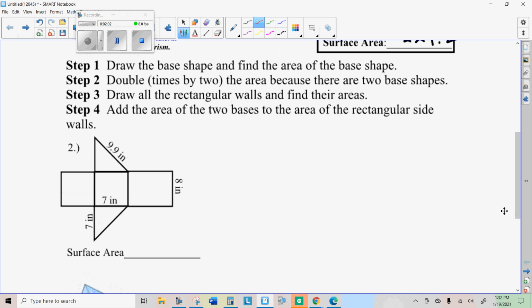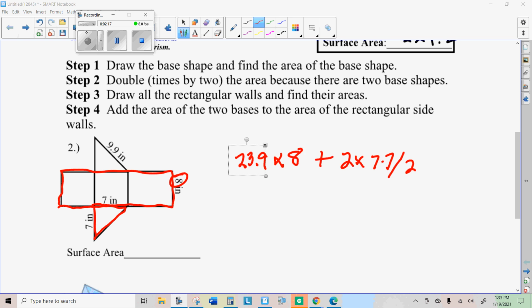So give that a shot here. See if you can find the area. Try doing this all at one time by finding the perimeter of this base and multiplying that by 8. All right, try that.